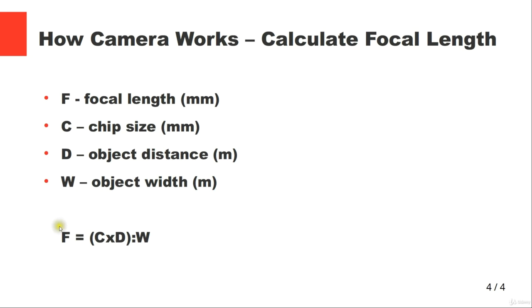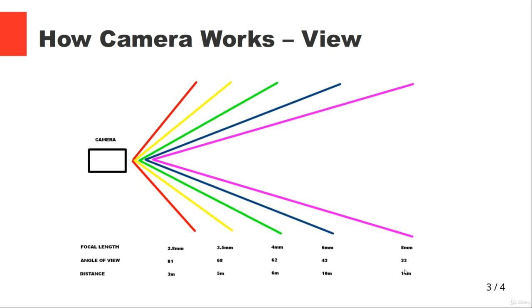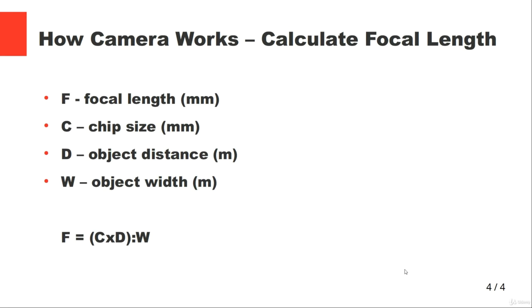So you have focal length, that's what we're looking for. We're trying to establish what sort of lenses you need. You have to know the chip size in millimeters. That's what we were looking at on this slide. And you have to remember that if you take the width of the object, you have to take the width of the sensor. If you're taking the height of the object, you have to take the height of the sensor. You have to stick to that.